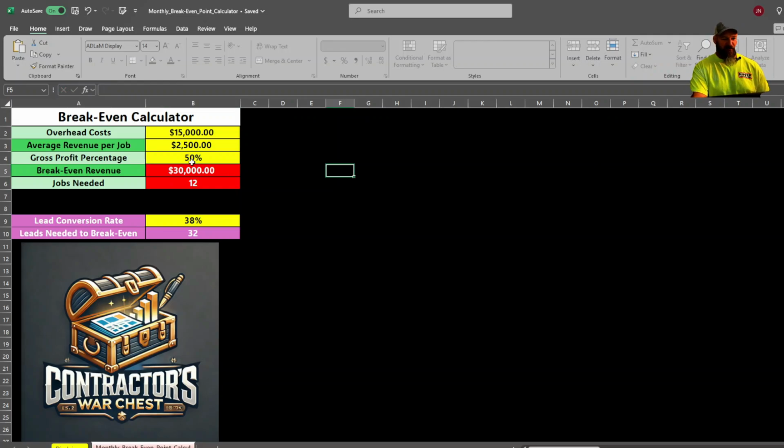So as you see, once we raise that to 50%, now our break even revenue point goes to $30,000. And our jobs needed is down to 12 jobs per month, not the 16 that it was. So that's why it's super important for you guys to understand your numbers and be sending quotes out that are going to make you money in the end. The reason why we do this is to make money, not to rip people off, but to make a good living at it.